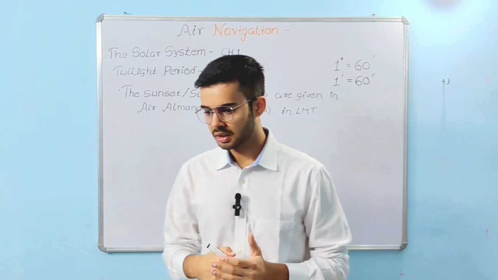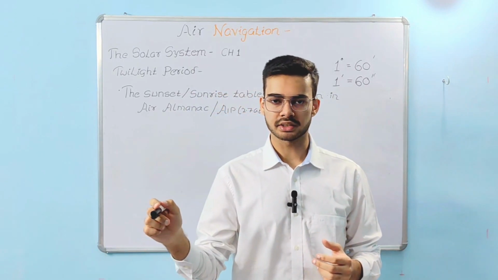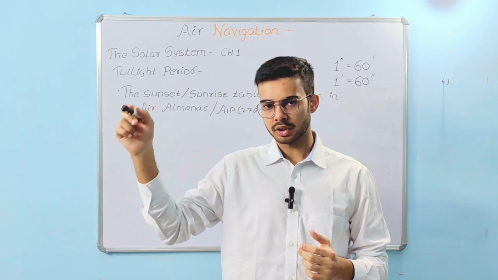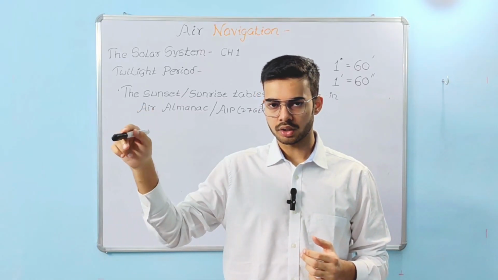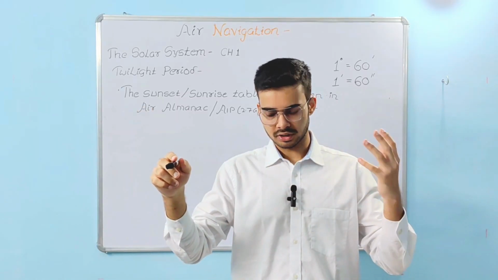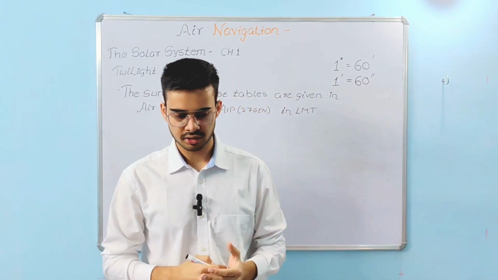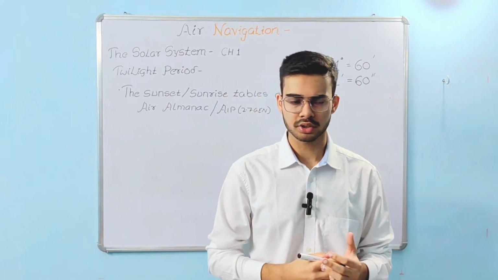So for example, for astronomical twilight, 6 degrees to 12 degrees, the sun's center needs to be below 6 degrees and above 12 degrees to get called, so the time is called the astronomical twilight. So this is one thing to note down, and that's mostly all.